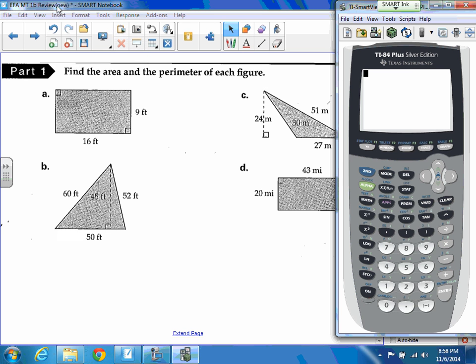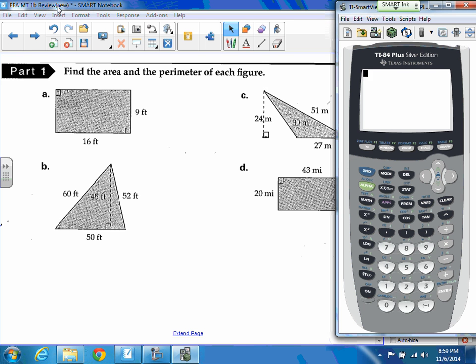Okay, this is a review for Part 10 of Mastery Test 1B. And in Part 10 on the test, what you're going to have to do is find the perimeter of each of the shapes that were in Part 9 of your test. Okay, so remember for A, the perimeter of a rectangle, you have to add up all four sides of the rectangle. So if you look at A, you would have to do 16 plus 9 plus 16 plus 9. Don't forget all four sides.